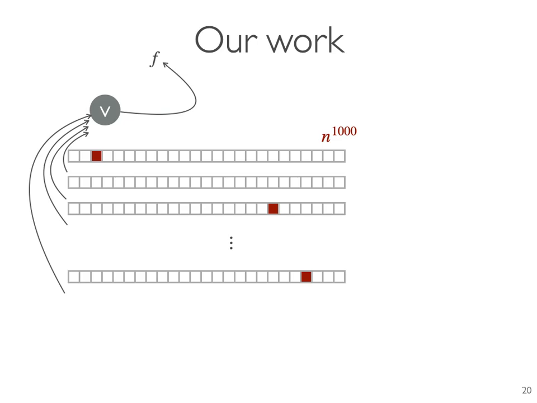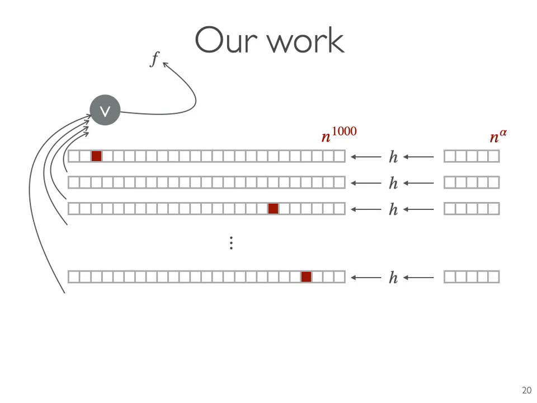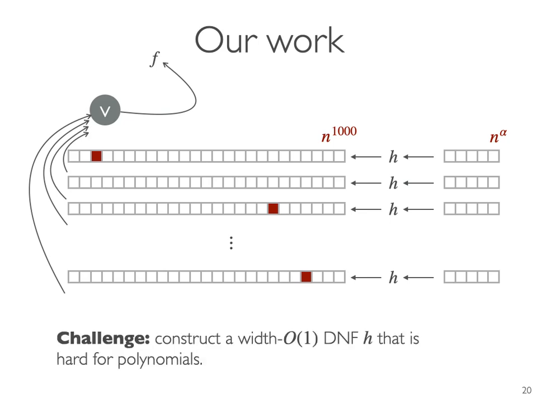To actually make it grow, we encode each of these new vectors as a string of n to the alpha bits. In this new picture, h corresponds to the decoding function, which takes as input a string of n to the alpha bits and produces a vector of n to the 1000 bits. The challenge, of course, is to design h such that h is hard for polynomials, but can still be computed by a DNF formula of constant width.